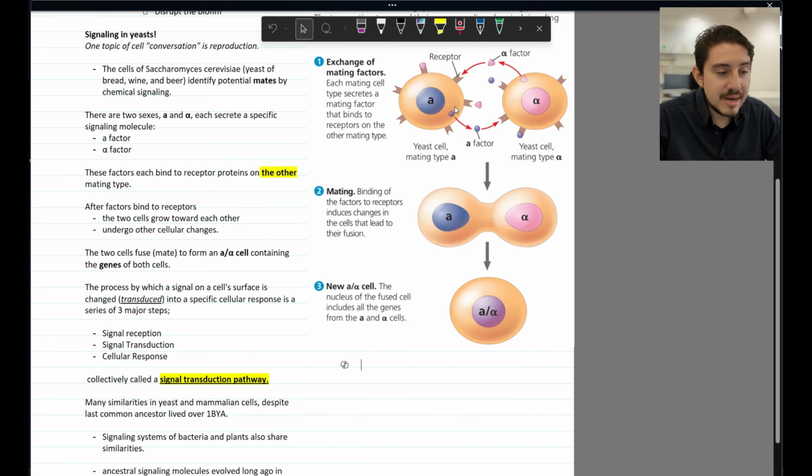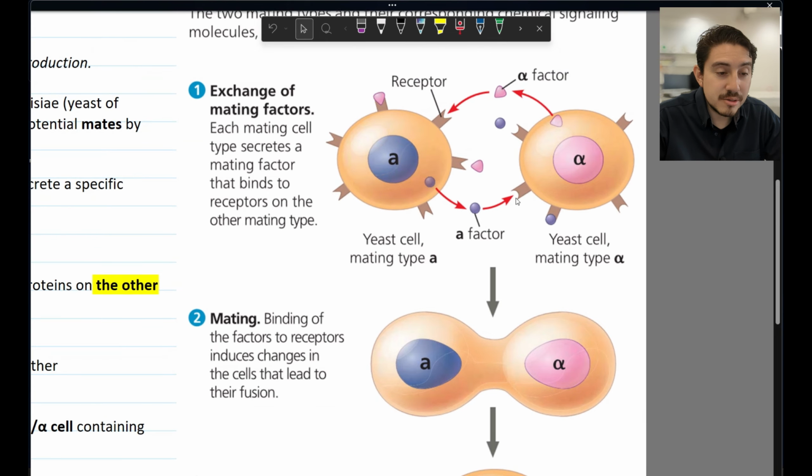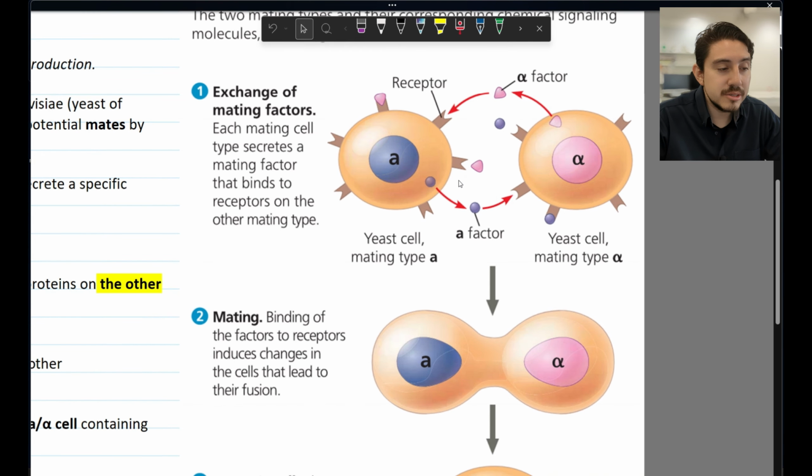So if you see here, you have yeast A, it produces A factor. It has receptors there to receive a particular factor, protein, whatnot. But if you look here, the shape of A factor doesn't fit the surface of this particular cell. It fits the other mating type. Okay, so if you see, it's very circular here, and it's going to bind to the receptors of the other cell type, alpha yeast cells. And vice versa, alpha yeast cells produce the alpha factor, which can be received by the other cell type. So they're complementary to each other.